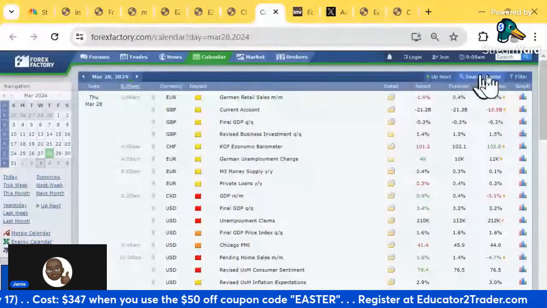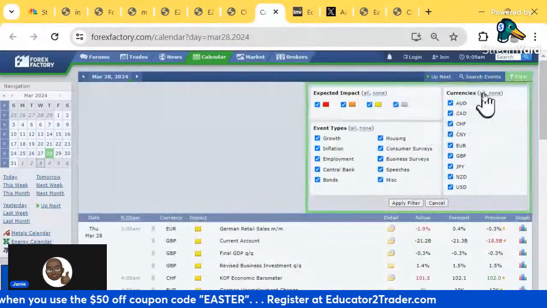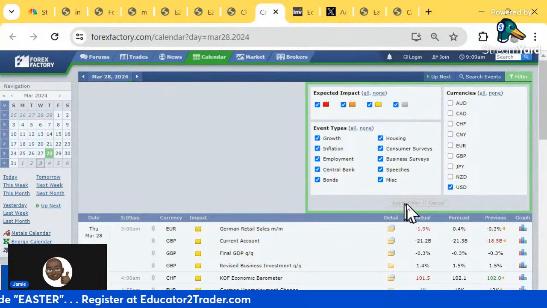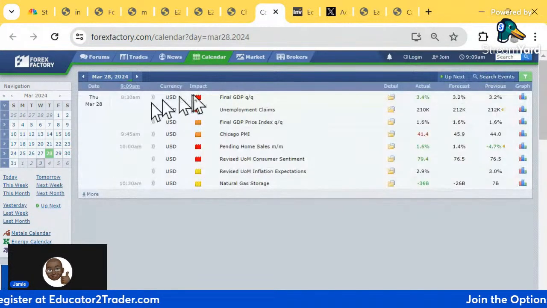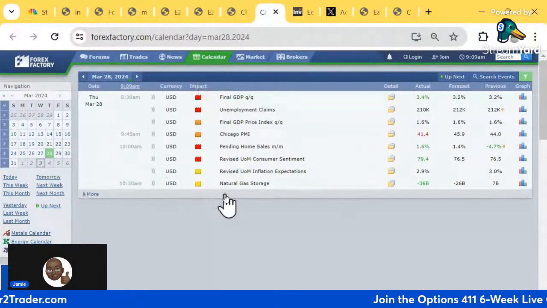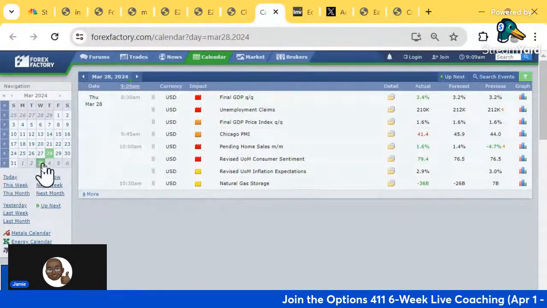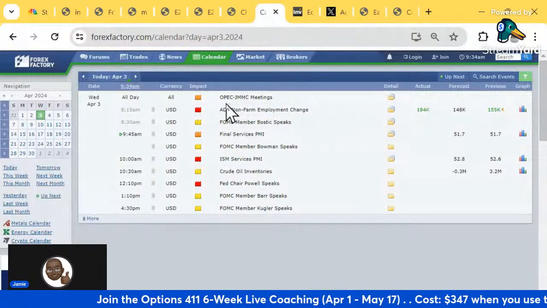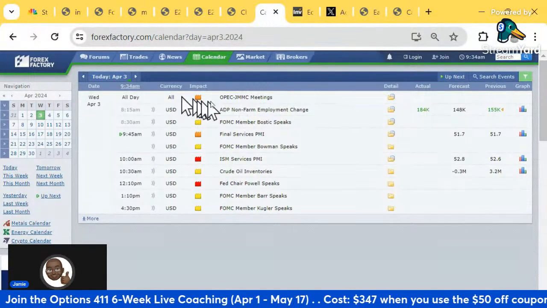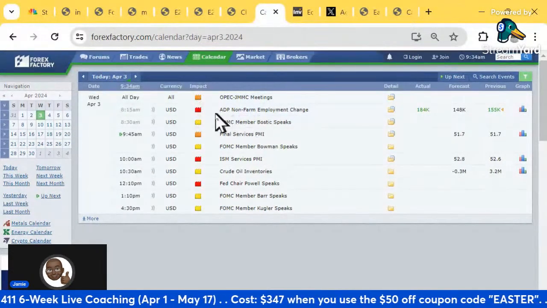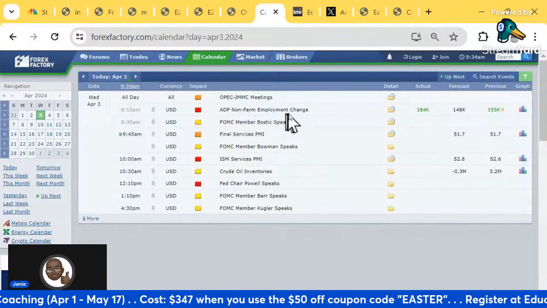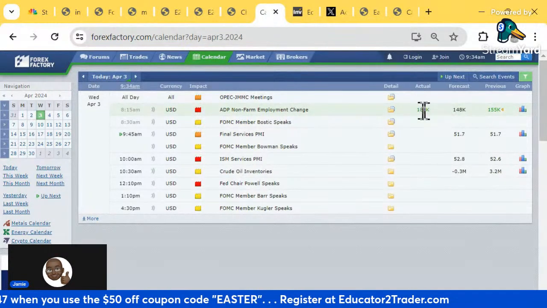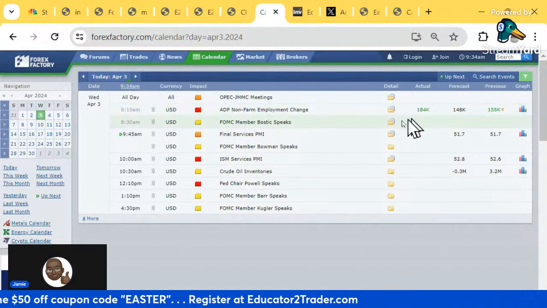So let's go over here to this filter and see what else is going down on Forex Factory. Okay, here we go. Oops, this is the wrong one. Sorry. It's March 3. All right. So we got the OPEC meetings, orange folder. We've got the ADP non-farm employment change, which just came in as good for the economy.